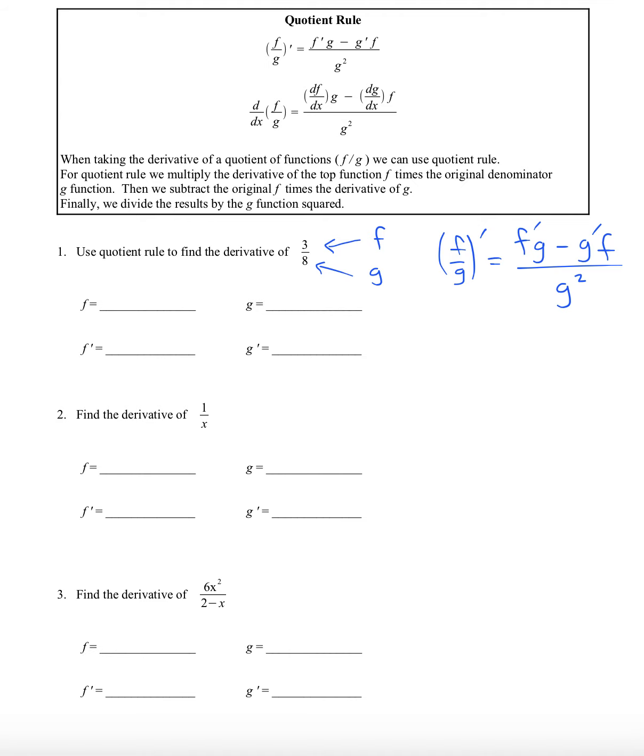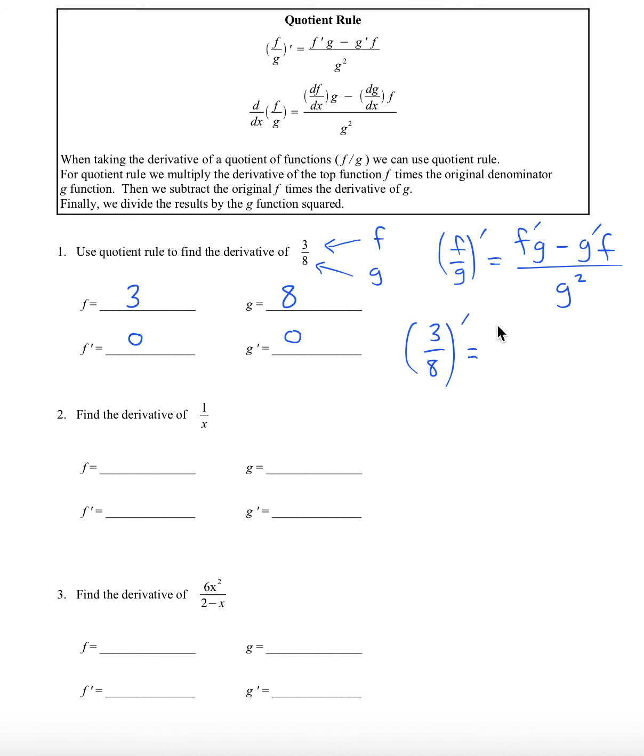All right, so let's write down all the givens here. F is 3, g is 8. Now we'll find the derivatives of both of those. They're just constant functions, so it's easy. They're both zeros. And now we want to find the derivative of 3/8. We know the answer should come out to 0, but let's see if the quotient rule method is in agreement with what we've done in the past.